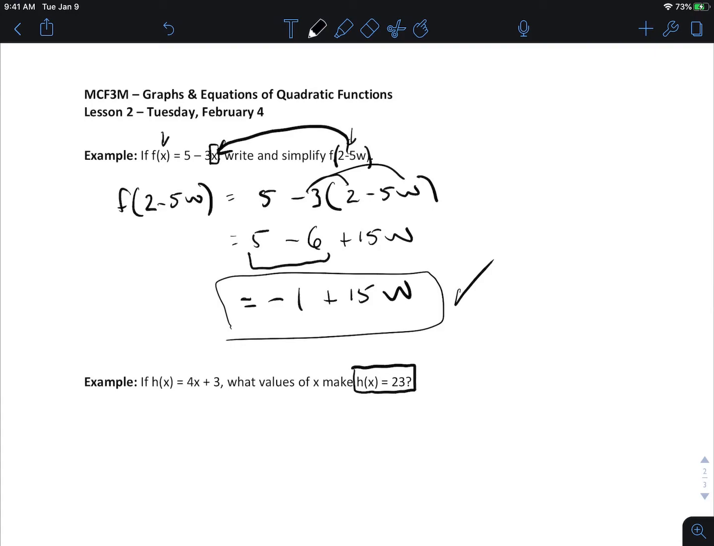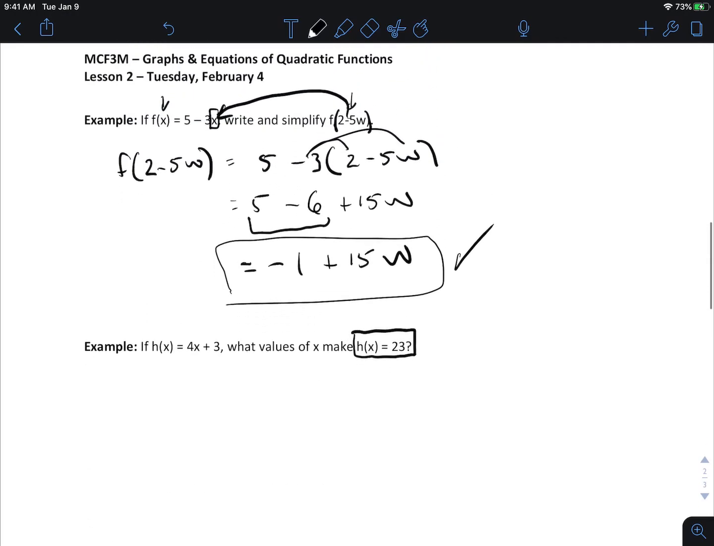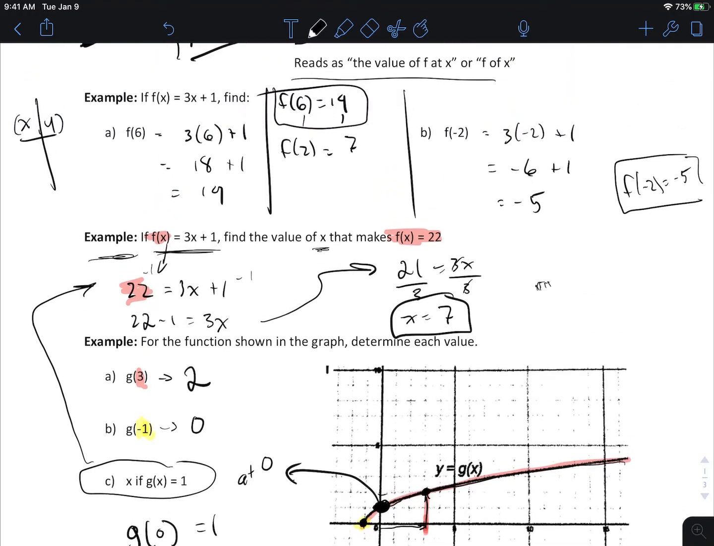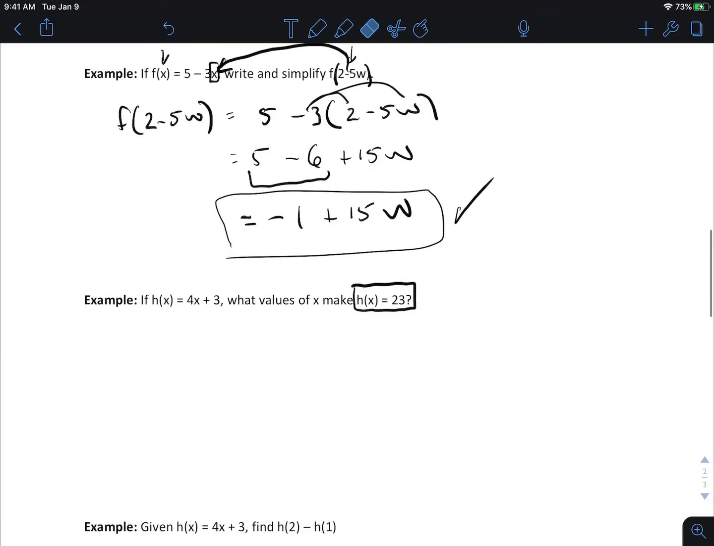Okay. And then this is like this question here. So I'm given what the output is from my function machine. It's 23, right? I want to find the x value, the input that gives me 23, right? So h of x is equal to 23. So this turns into 23, because that's what it's telling me over here. And then it's equal to 4x plus 3. So then it's just a linear equation that you're going to solve now.